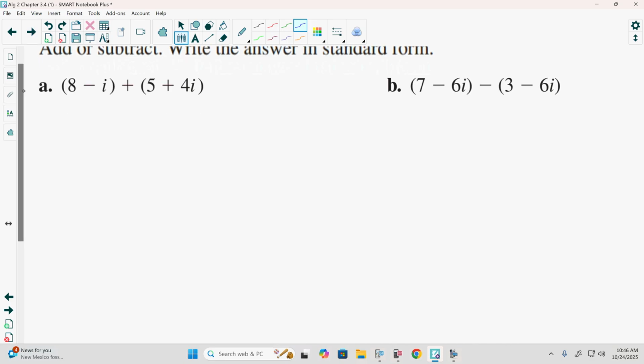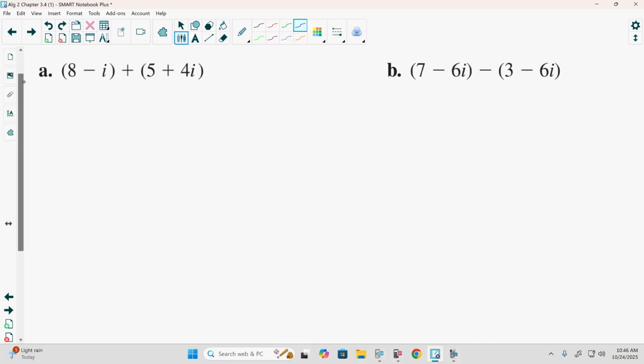First thing we have to do is simplify the parentheses. So with our first expression here, 8 minus i, since there is no number or term in front of the parentheses, we can drop it. Really, we're multiplying by +1, giving us 8 minus i. We can do the same thing with 5 plus 4i, because it's really +1 in front, we multiply by +1. Just gives us 5 plus 4i. Questions on this so far?